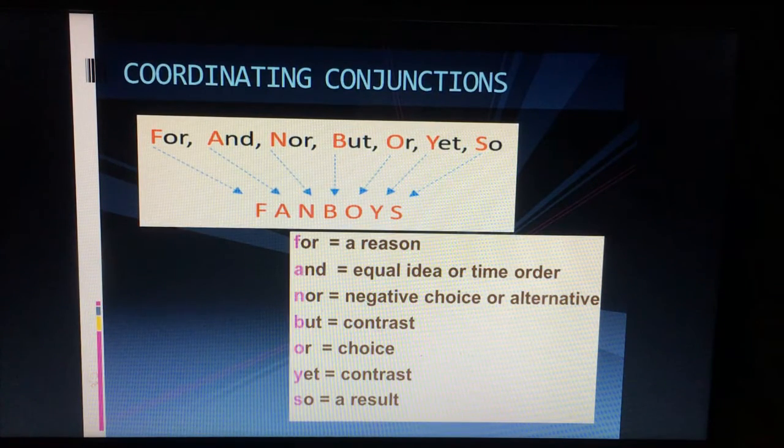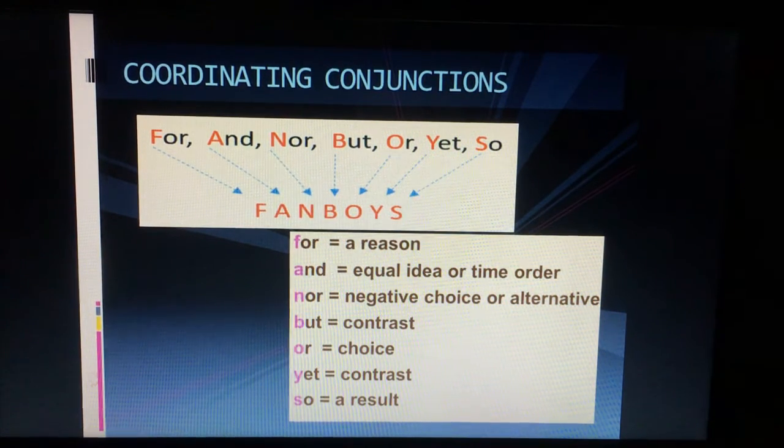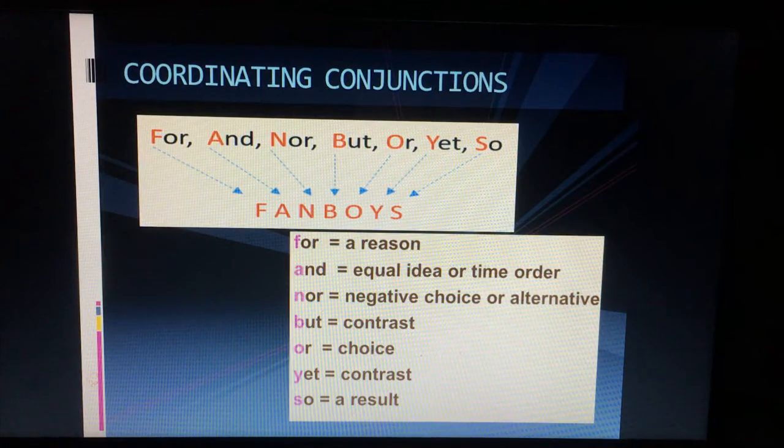I hope you got this idea and you will benefit from this video. Please try and practice more and more. Okay, it's not that tough to understand phrases and clauses.